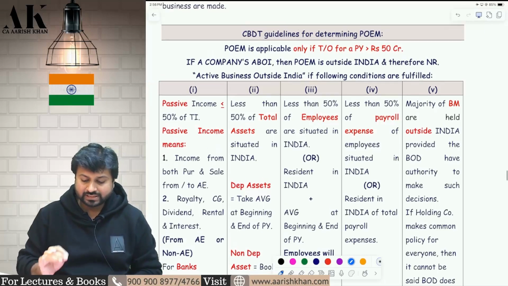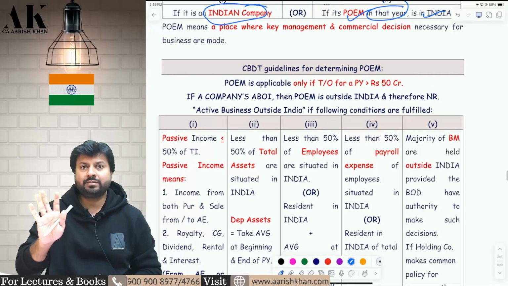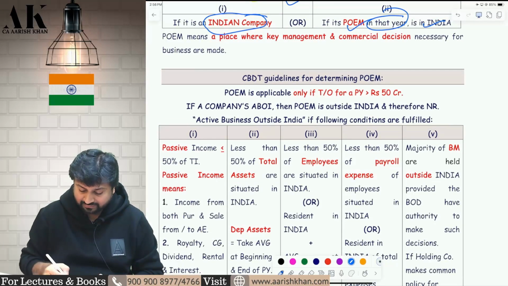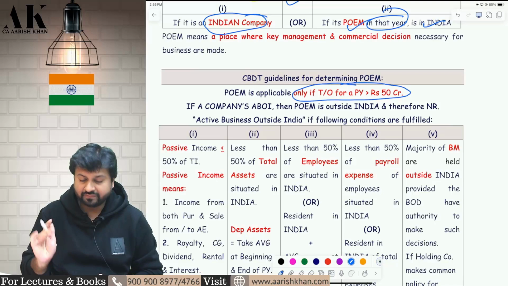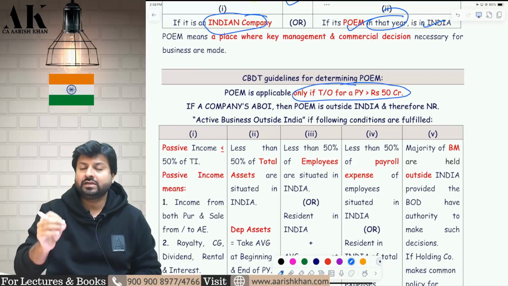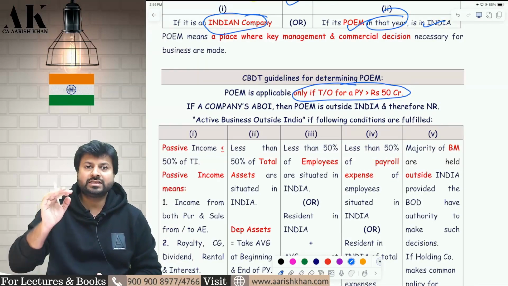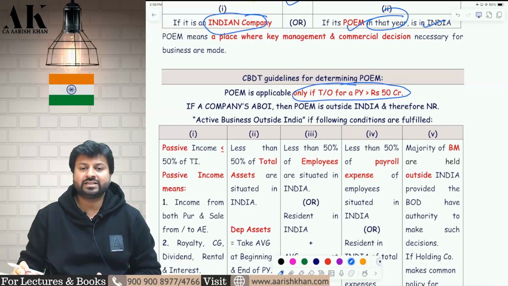Now this guideline is not applicable to all the foreign companies. It is only applicable if the turnover of that foreign company is more than what? More than 50 crore in the previous year 24-25. So previous year 24-25 is the relevant previous year for us. In the previous year 24-25, if your turnover is more than 50 crore, then this guideline is applicable. Otherwise, this guideline is not applicable to you.